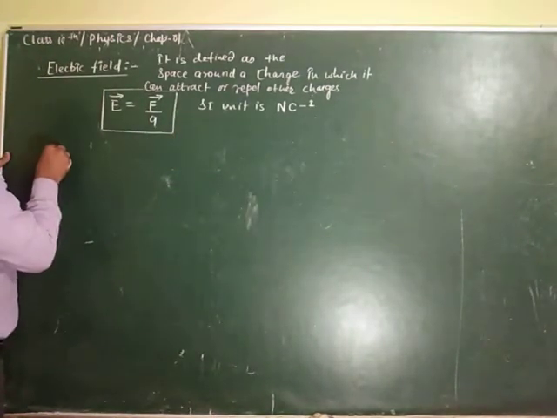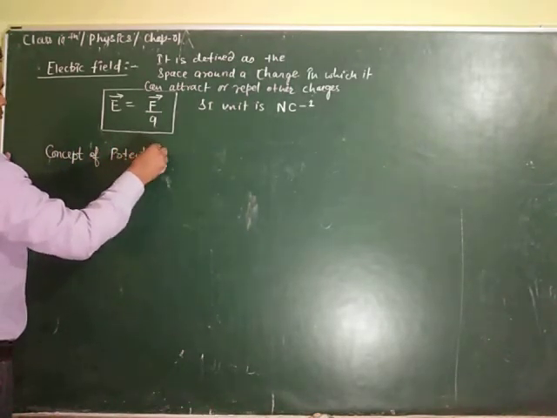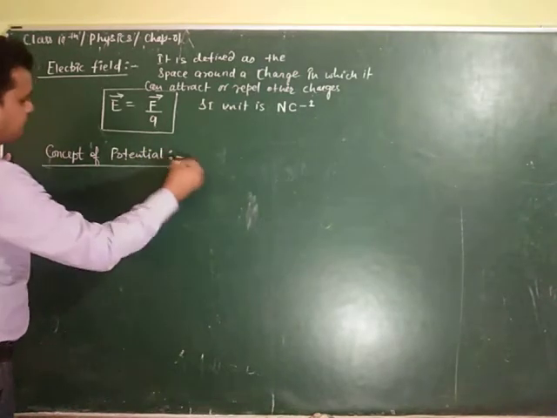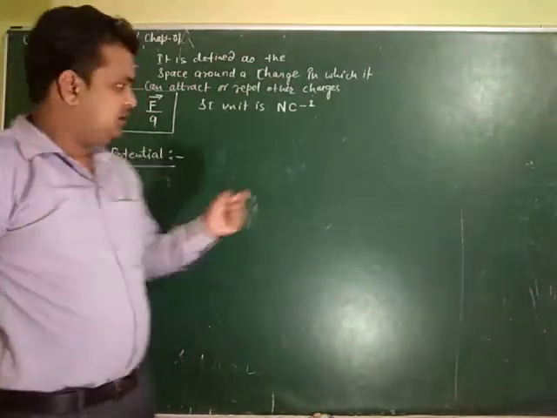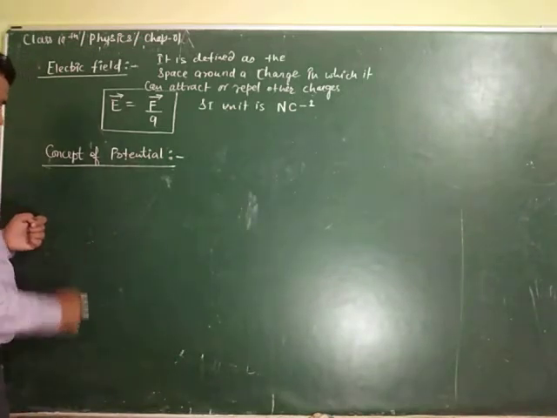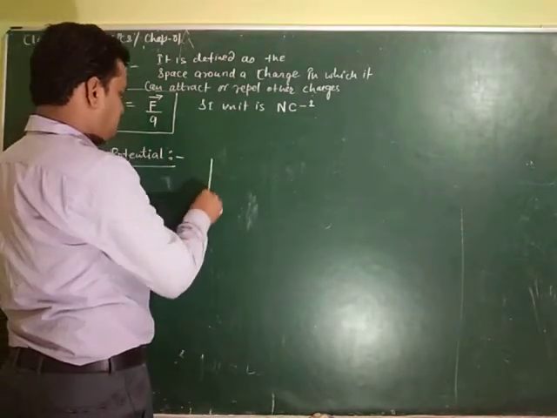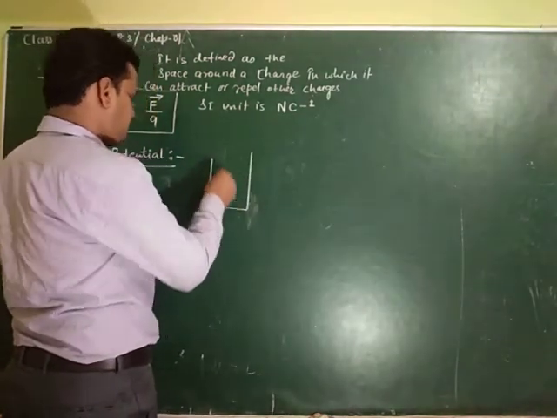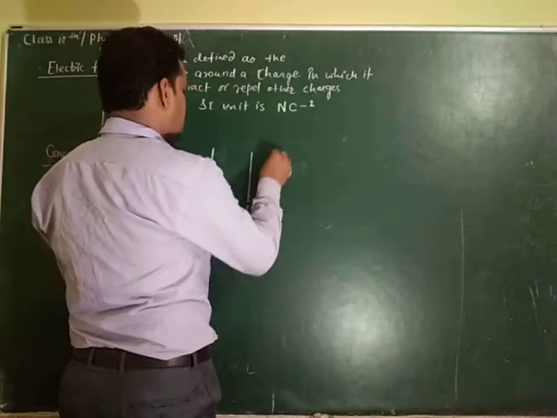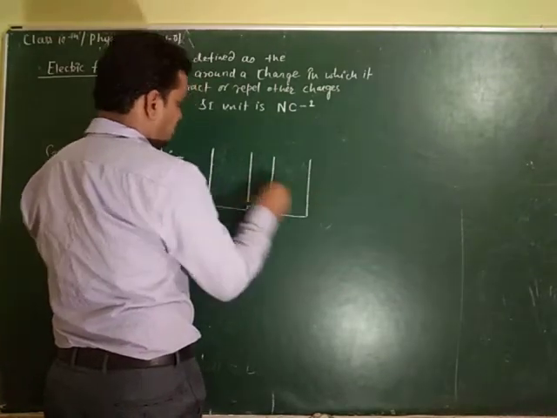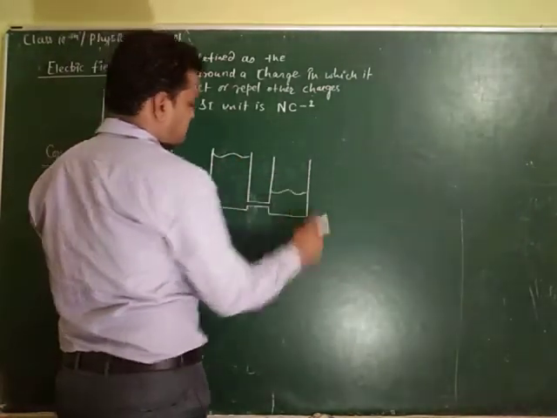Now again, the concept of potential. Before explaining the concept of potential, let us consider the exact meaning of potential that I want to introduce to you. So consider there are two drums here. Both are connected to each other. In one drum there is water filled up to this level, and in the other, this level.